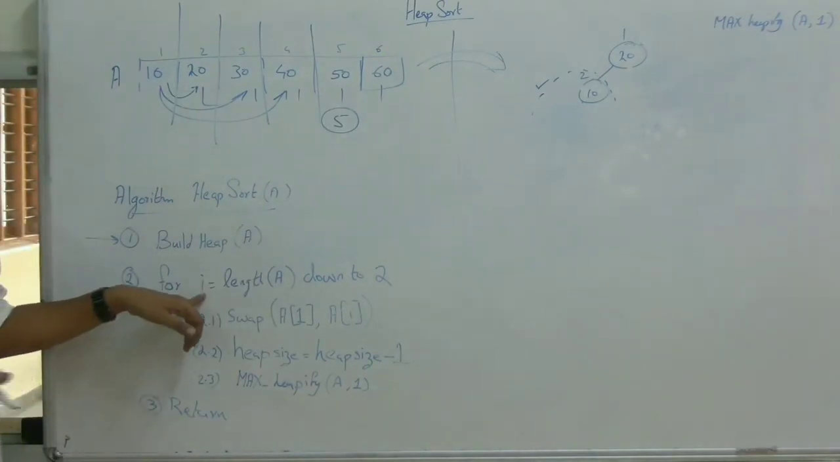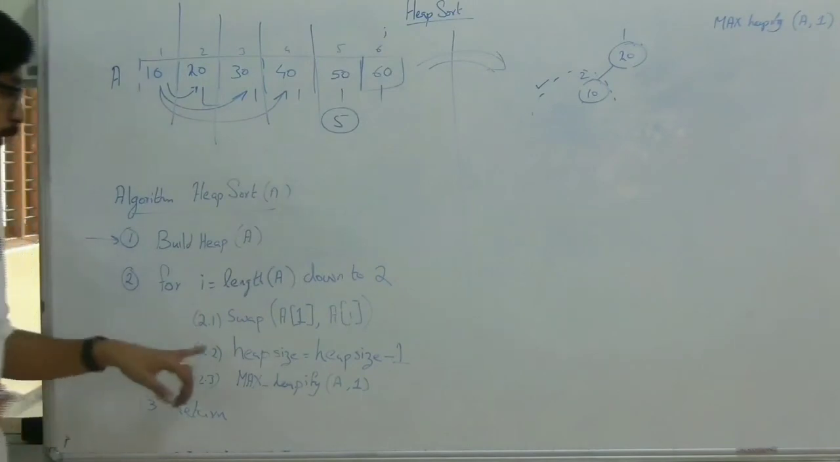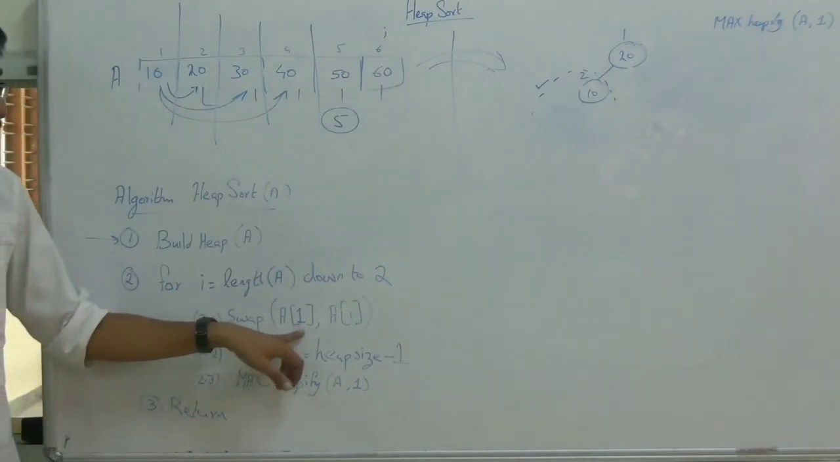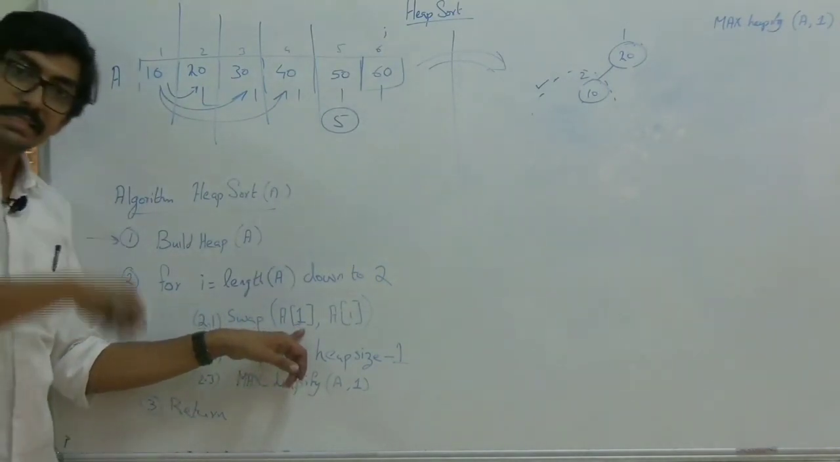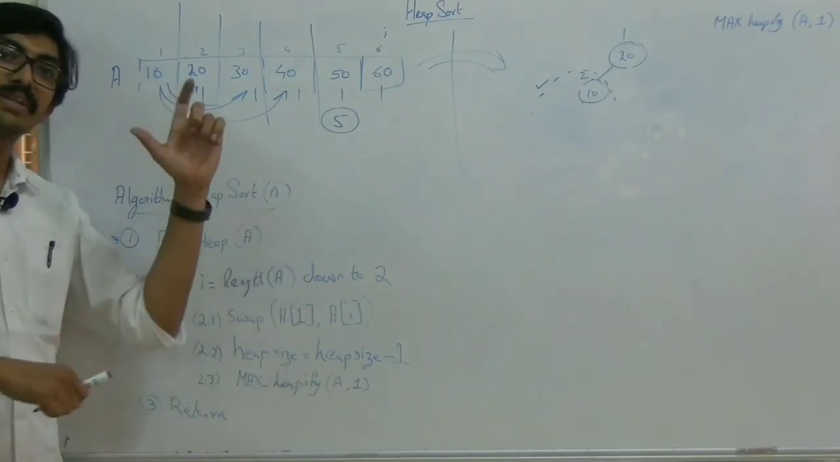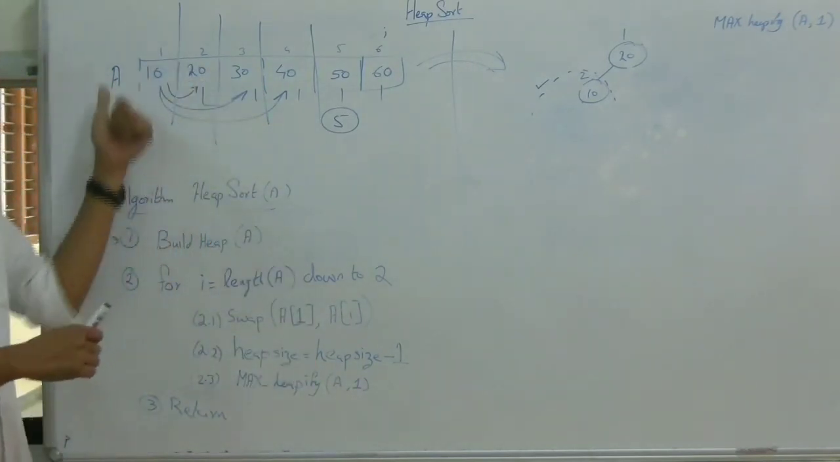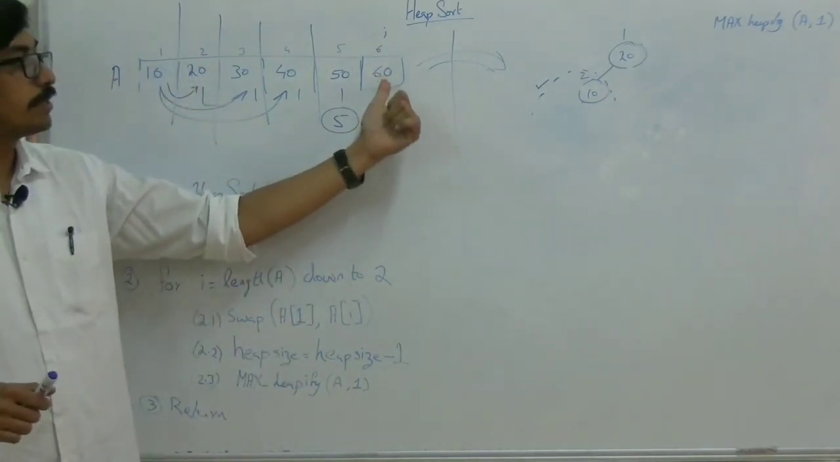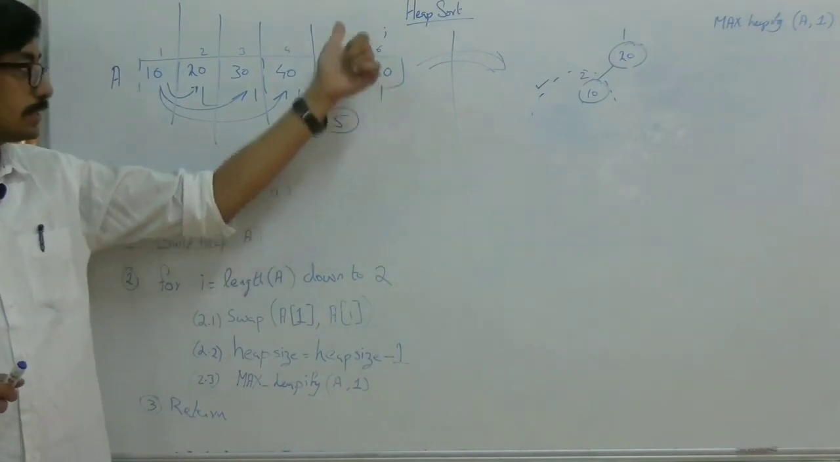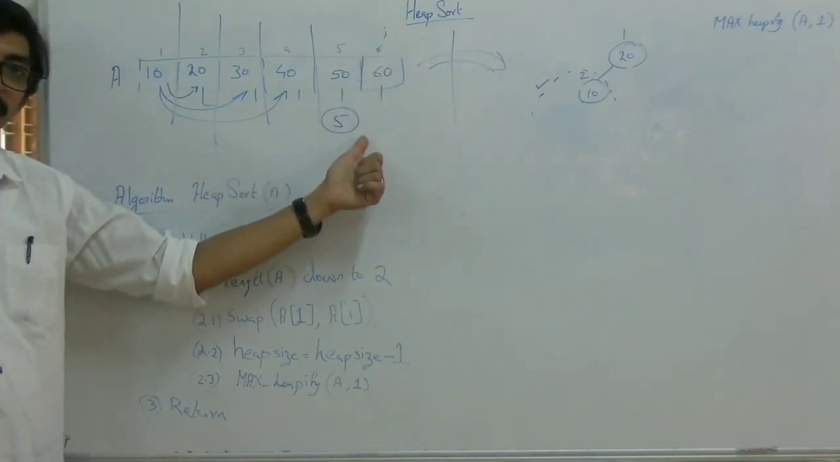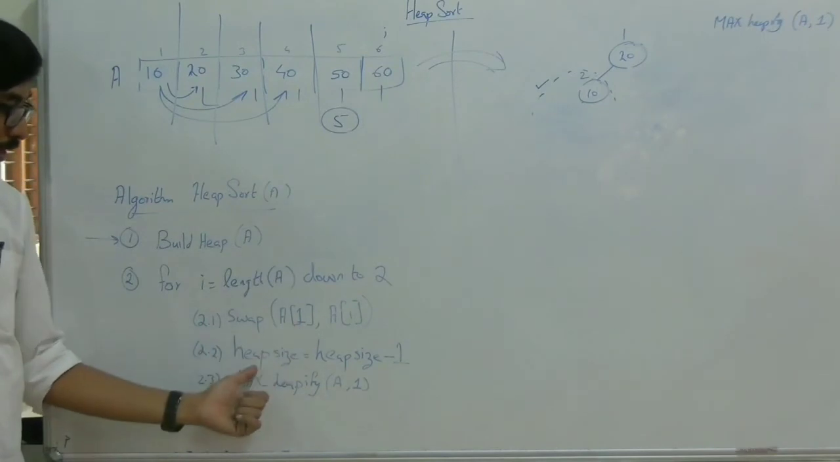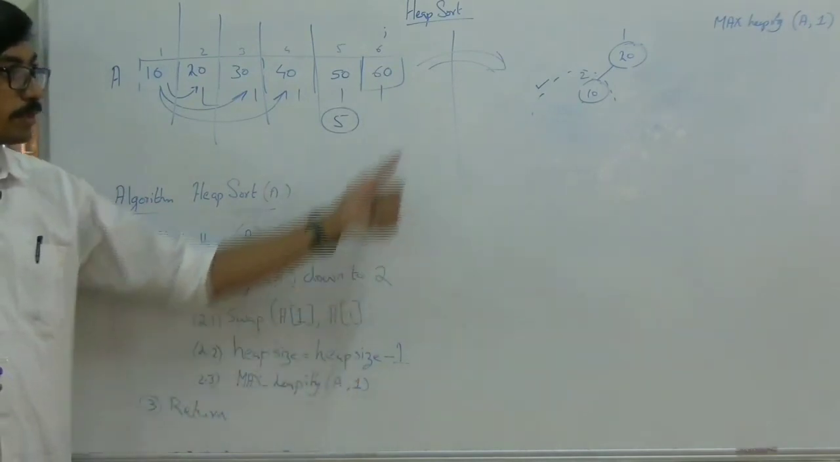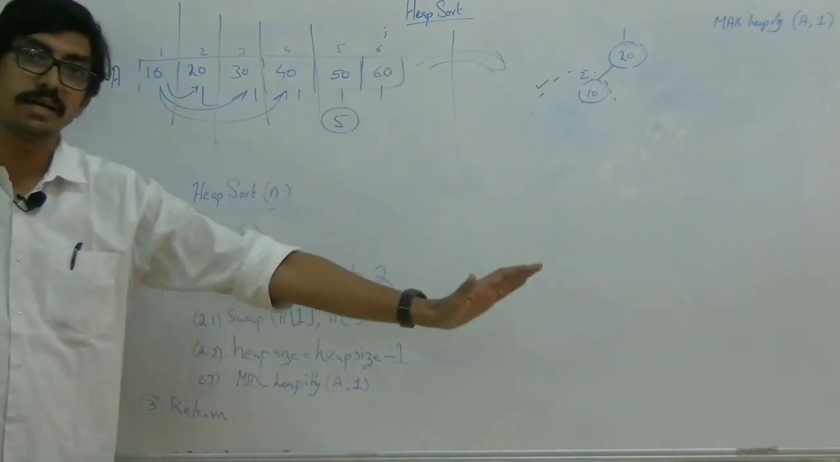So the initial value of I will be 6. And what are you doing? You are swapping it with the first location. As it is a max heap, the first location will be having the largest value. So first time 60 will be coming to the last position, which means the last position has got sorted. Once that is sorted, we are reducing heap size by 1, because from our tree structure we are discarding 60.